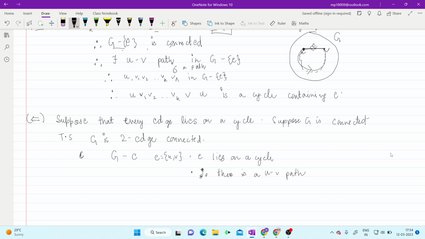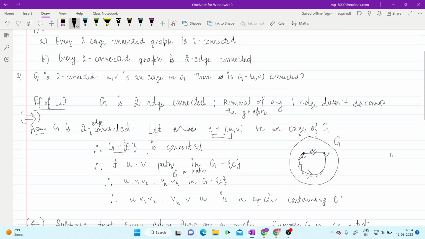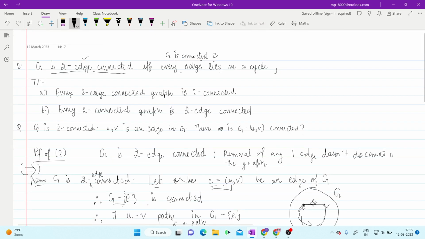And there is no change between other paths. Therefore, G is two edge connected. Good. So now we have shown this: two edge connectedness is equivalent to saying that G is connected and every edge lies on a cycle. So now we have true false.